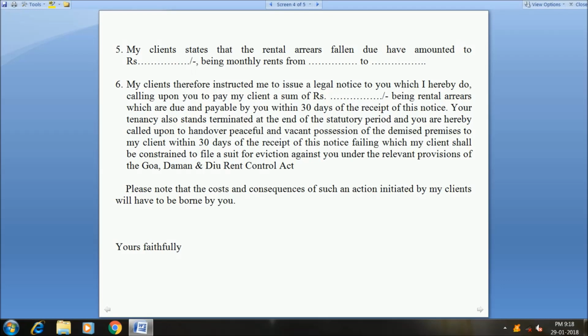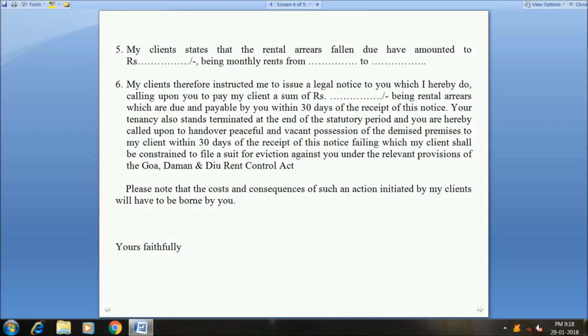That is always stated in the last paragraph. That is, the last paragraph is so: my clients therefore instructed me to issue this legal notice to you, which I hereby do, calling upon you to pay a sum of rupees so and so, being rental arrears which are due and payable within 30 days of the receipt of the notice.